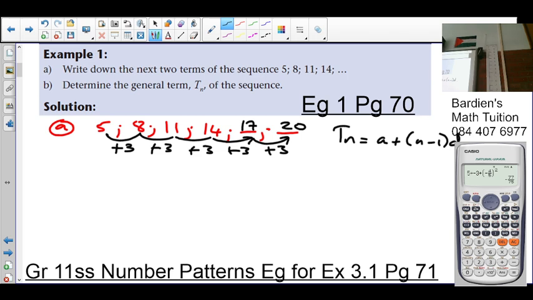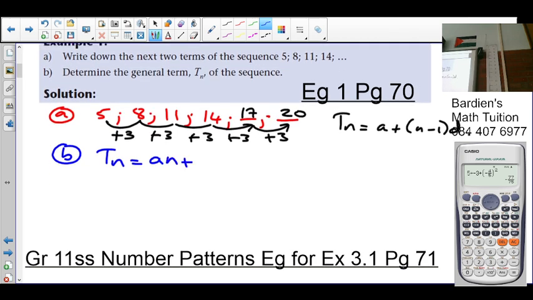You all understand? In the B part of the question, we are told, determine the general term Tn of the sequence. Okay, so we say Tn is equal to An plus B. We know A is going to be the common difference, which is 3n. However, if n is 1, but you're ending off with 5, then that means I'm adding 2. So Tn is equal to 3n plus 2.